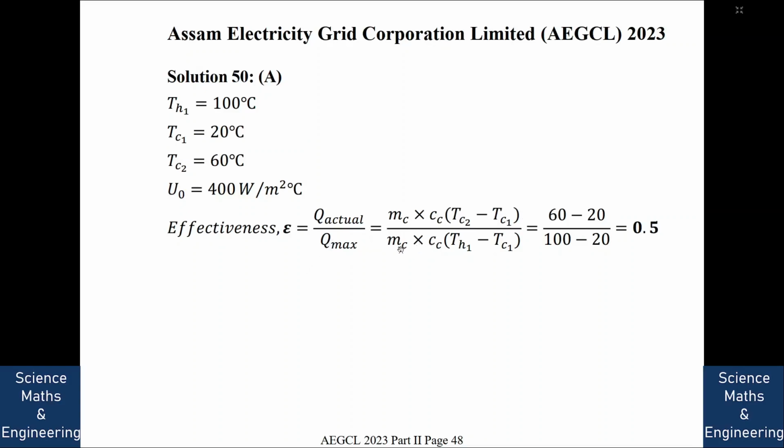What will be the maximum heat? The maximum heat would have been the mass of the cold water, the specific heat of the cold water, into the maximum temperature difference that was attainable, that is TH1 minus TC1. The cold water could have gone from 20 to a maximum of 100 degrees only, we cannot go more than that. So that is the maximum heat transfer. From here, MC into CC gets cancelled, so we have 60 minus 20 divided by 100 minus 20. So it becomes 0.5. The answer is 0.5.